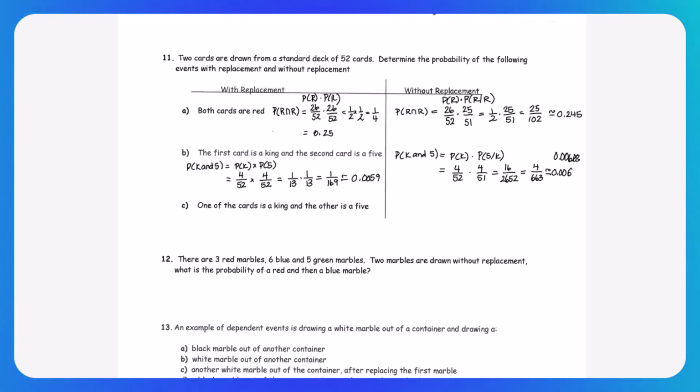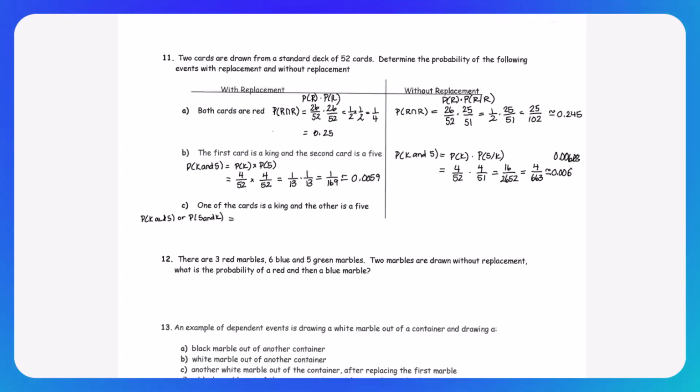Now, this one, we have to check the wording. It says one of the cards is a king and the other is a 5. That means there's 2 cases that we have to consider. Remember, when we have cases, we're going to have to add. So it can be, what is the probability of a king and then the 5? Or the probability of the 5, and then the king. And remember that or means add, the ands mean multiply.